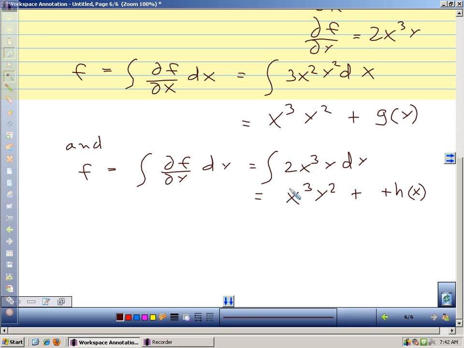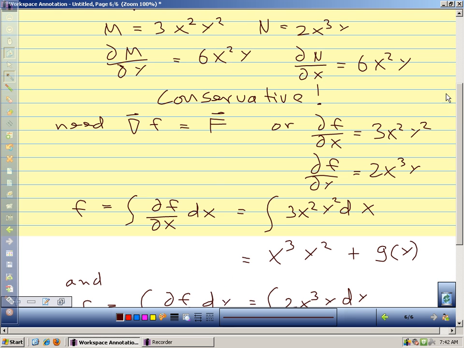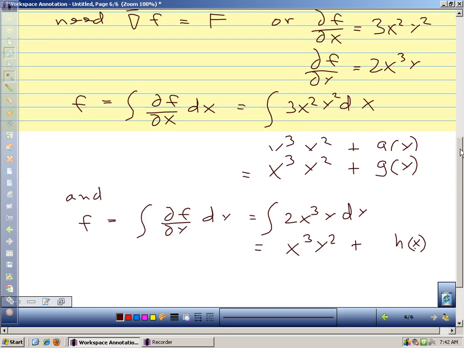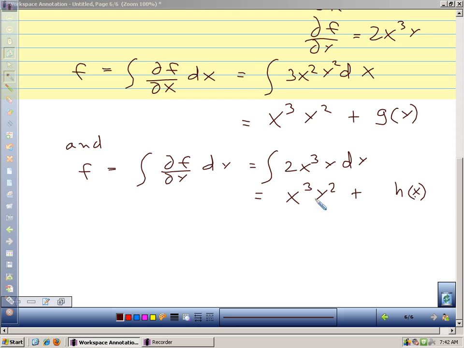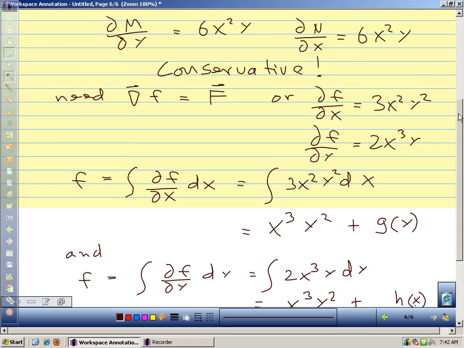We're taking the partial derivative. 3x squared y squared plus whatever the derivative of this is with respect to x. Well, all we need is 3x squared y squared. And when we take the derivative of this with respect to y, what do we get? 2x cubed y.